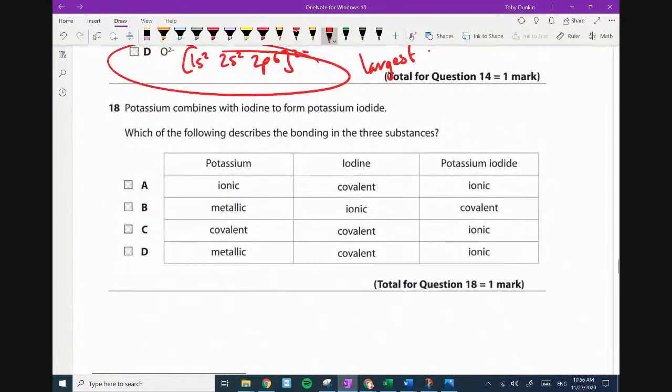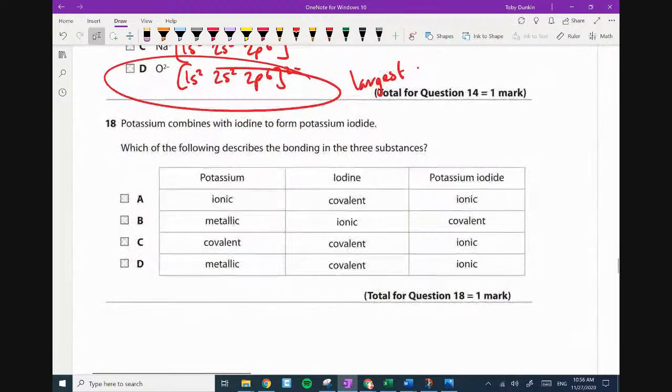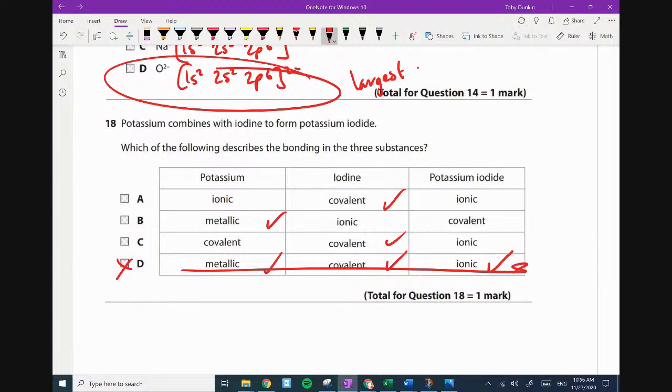Potassium combines with iodine to form potassium iodide. Which of the following describes the bonding in it? So potassium metal is metallic, so that one is correct there and there. Iodine is covalent, so there and there. There we go. It's the only one with all 3 ticked off being correct. Isn't that clever? Nice. D.